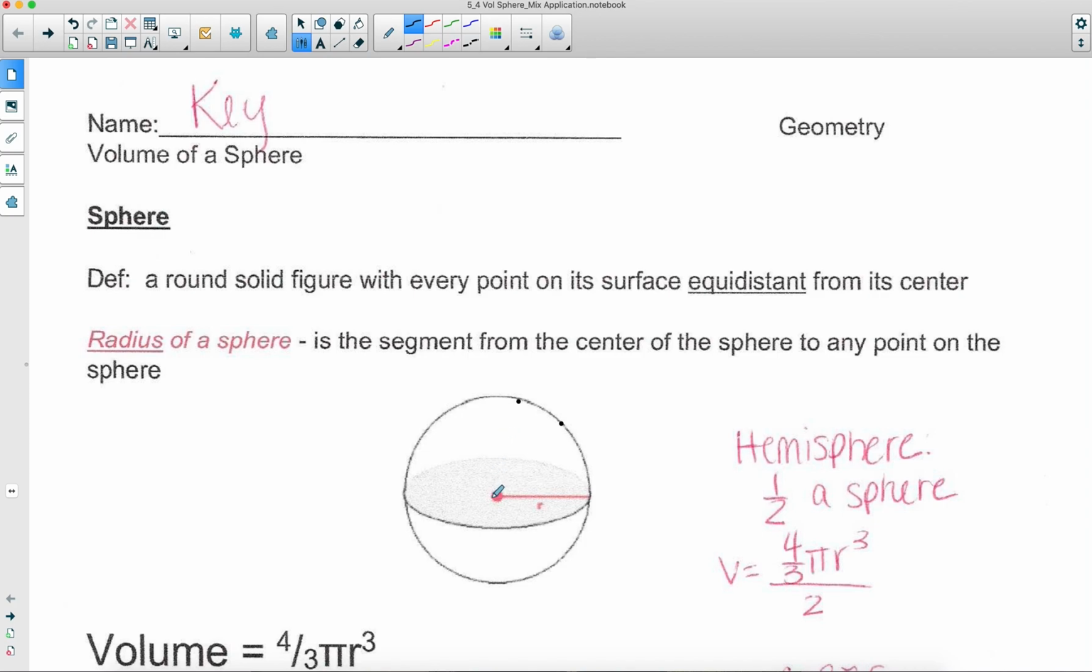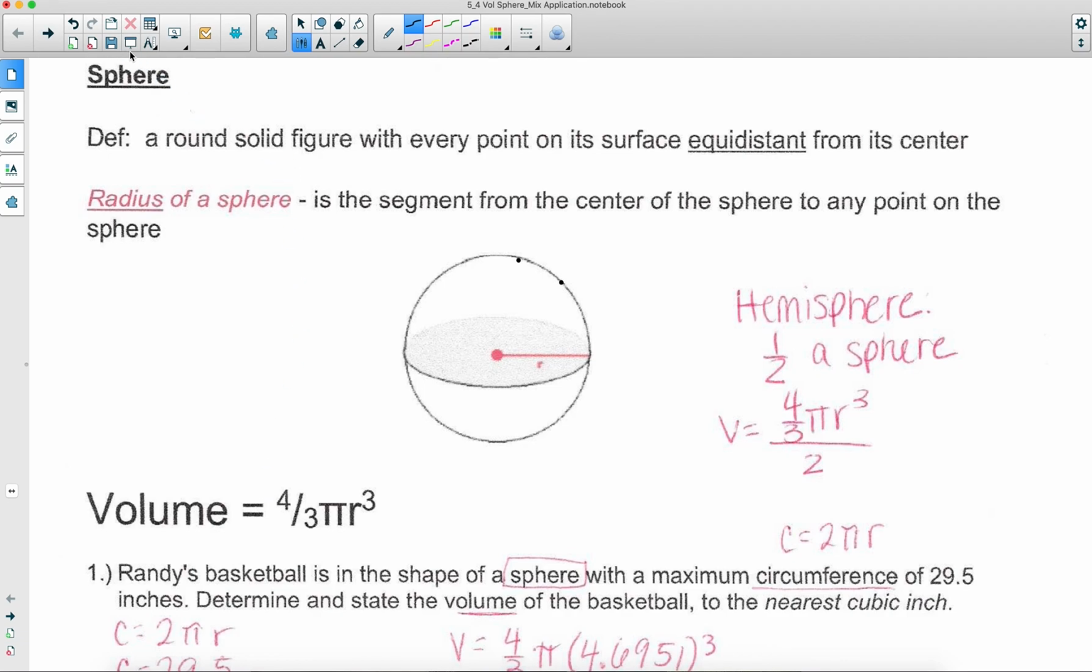Now, like a circle, the radius of a sphere goes from the center to any point on the outside of a sphere. So here we have a radius going up, a radius going back, forward, and so on and so forth. All the radii of the same sphere are going to obviously be equal.